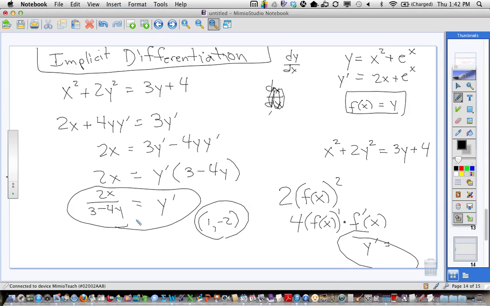Implicit differentiation. Wouldn't that be a differential equation then? Yeah. What you end up with is technically a differential equation. It's an equation with a derivative. Absolutely. Yep.